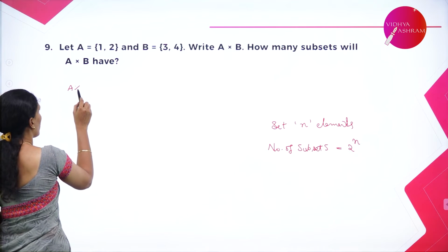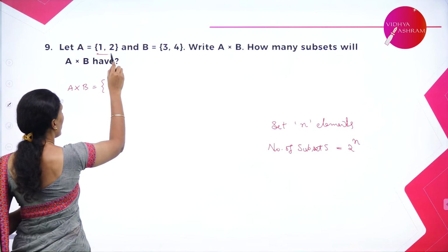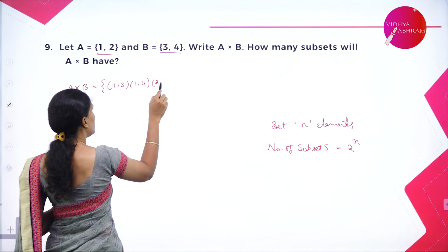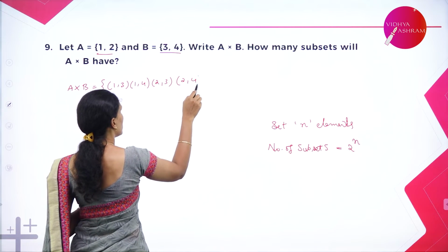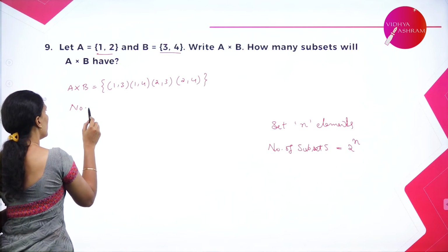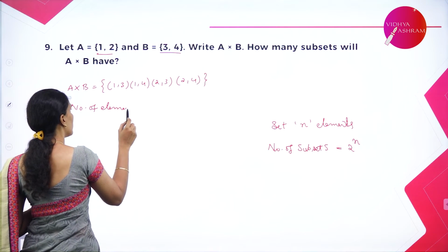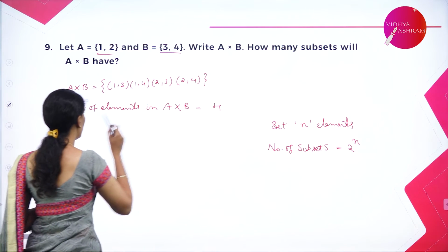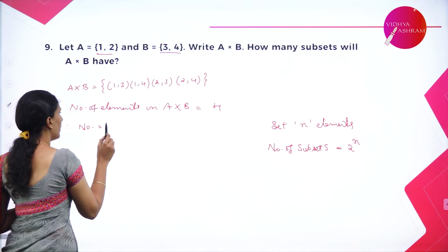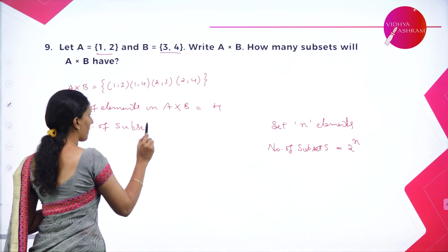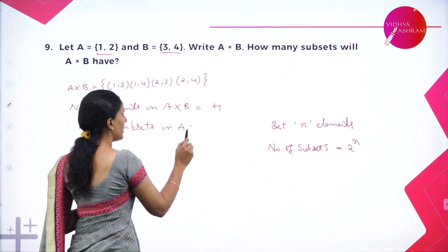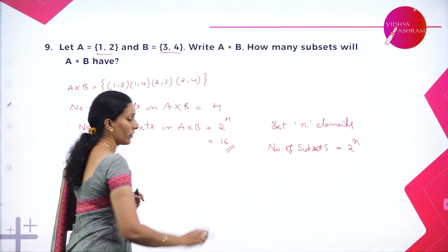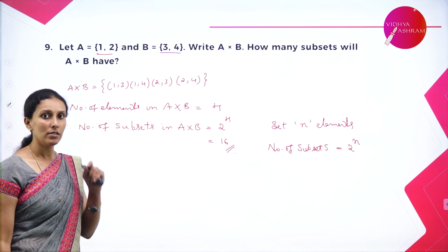So let us write A cross B. Pairing 1 comma 2 and 3 comma 4, we will get (1,3), (1,4), (2,3), (2,4). So clearly, the number of elements in A cross B is equal to 4. Therefore, the number of subsets in A cross B is equal to 2 to the power 4, which is equal to 16. So therefore, A cross B has 16 subsets.